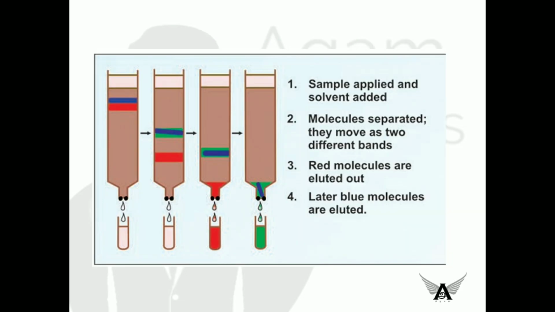See here, the sample is applied and the solvent is added. The particles with high affinity will be attracted, adsorbed, and come out slowly. The particles with low affinity will not be adsorbed and will come out fast. So molecules are separated as they move into different bands. First, the red band with low affinity is separated out, then the green, and then the blue. So it is based on adsorption affinity that we are separating it.